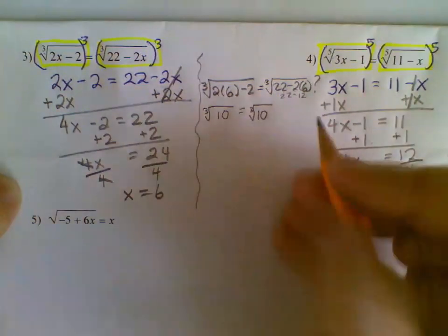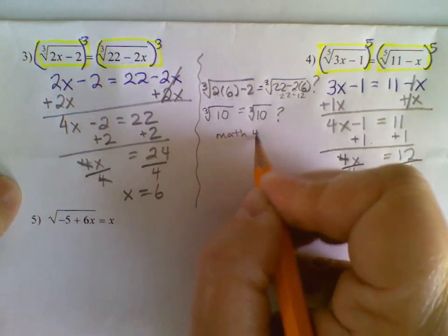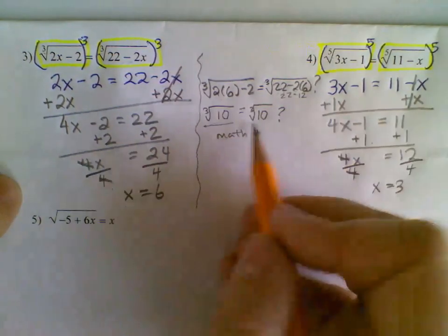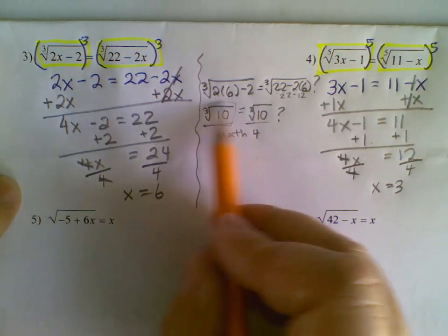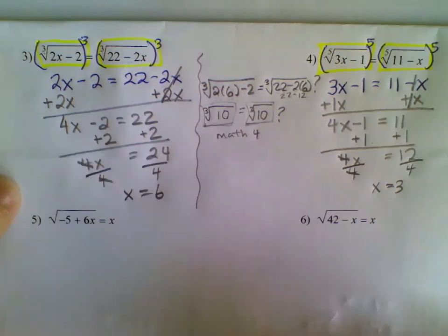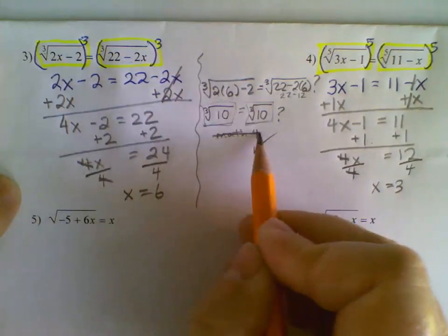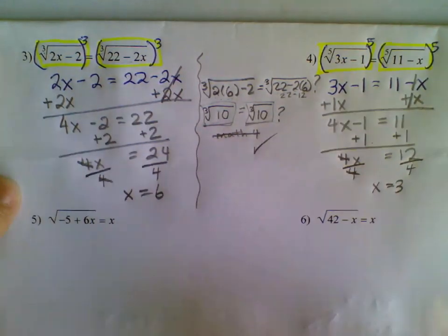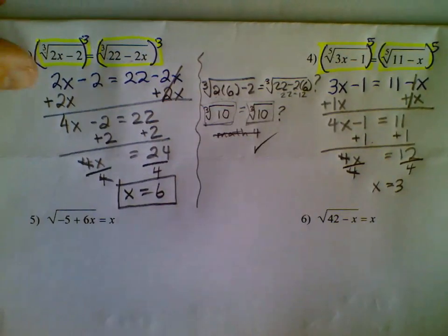Now I could plug that into the calculator using math option 4, but do I really need to? If I plug in once for the left side, and then I plug in the exact same thing for the right side, of course I'm going to get the same decimal answer. So I can just look at this and say, yep, this is exactly the same as this. I've written down exactly the same thing. So that is true. I don't need to do the calculator on that. I can just look at the roots and they are identical at this point, so it's good. So I'm going to keep my answer x equals 6.